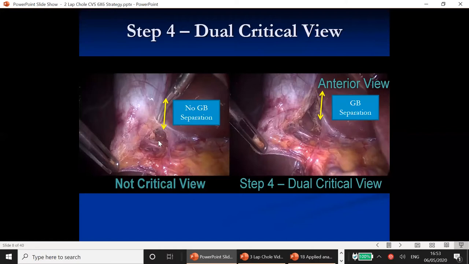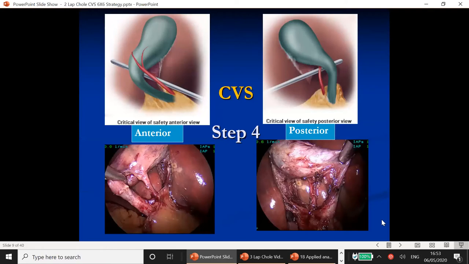A lot of the time what we do is at this stage we start clipping and cutting, which is not a true critical view. A true critical view is where you have everything as shown in this slide, all the fibrofatty tissue removed, gallbladder partially separated, and you can see only two structures entering the gallbladder. It's described as a dual critical view because when you flip the gallbladder to right and left, you should be able to see this anatomy before you clip and divide any structure.